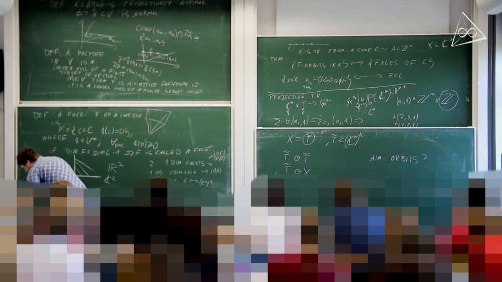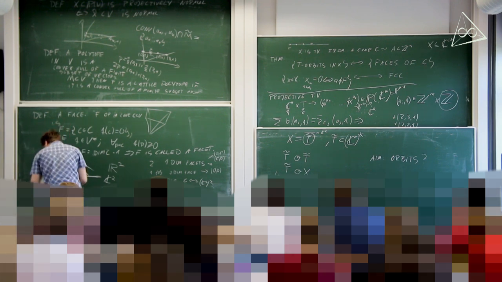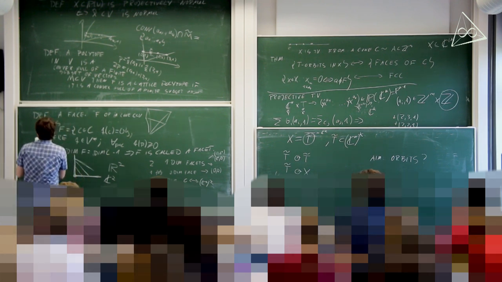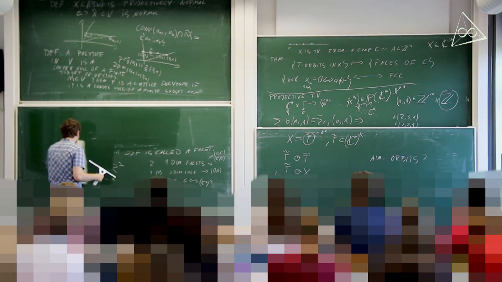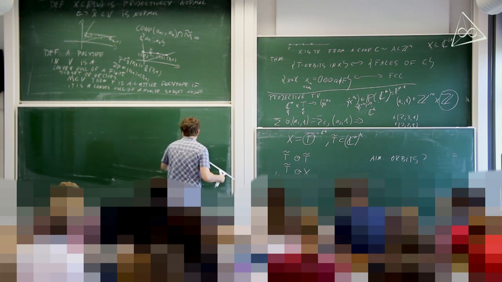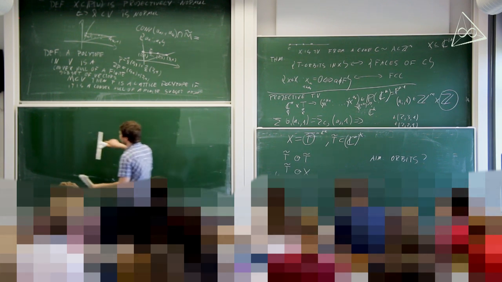And we need the last definition to answer our problem. When is the projective toric variety projectively normal? We need a definition of a normal lattice polytope.